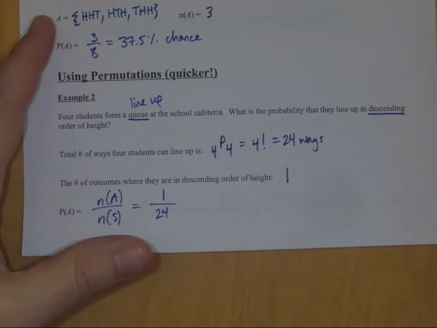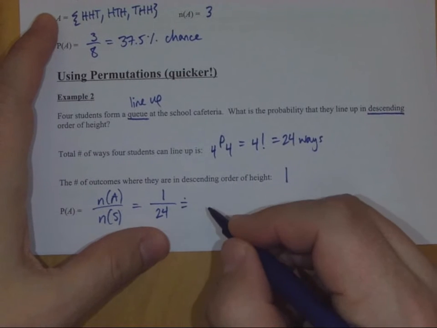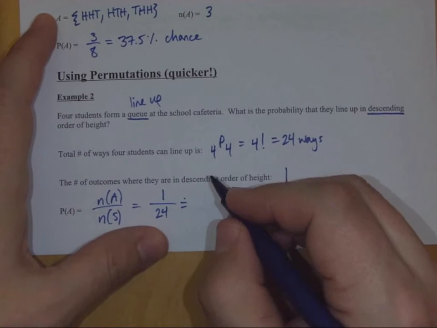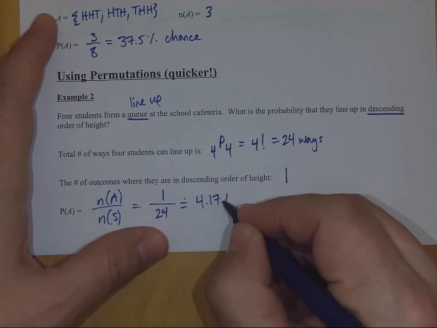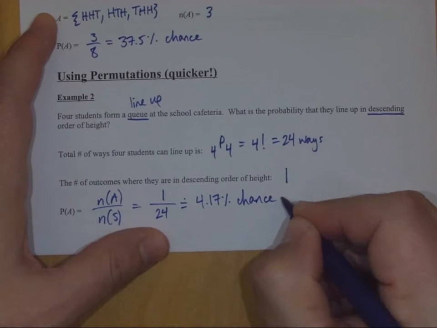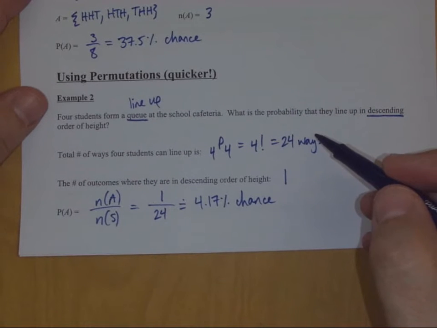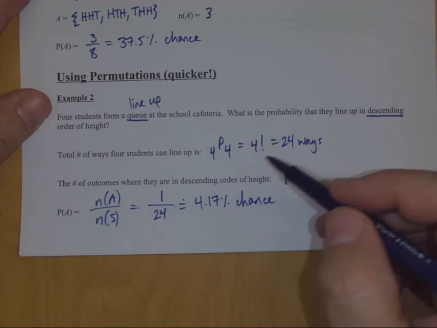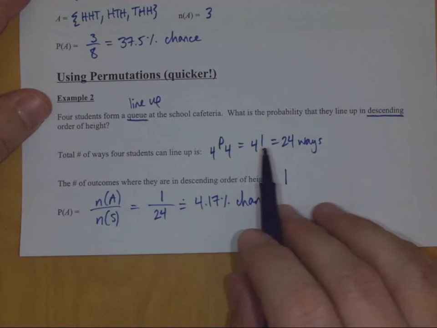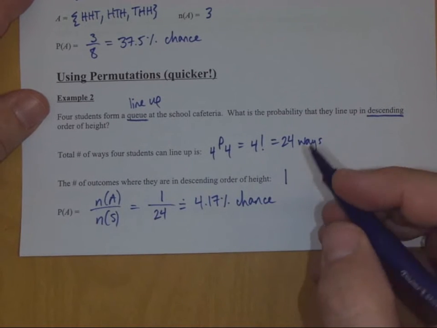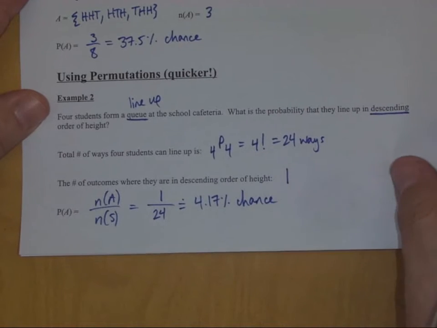1 out of 24 is about a 4.17% chance of that happening. So far, so good? You can see how we can use permutations to answer these probability questions. In fact, we use them here to find n(S) and technically to find n(A).